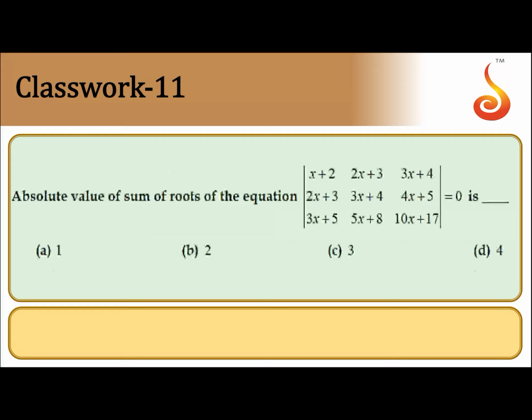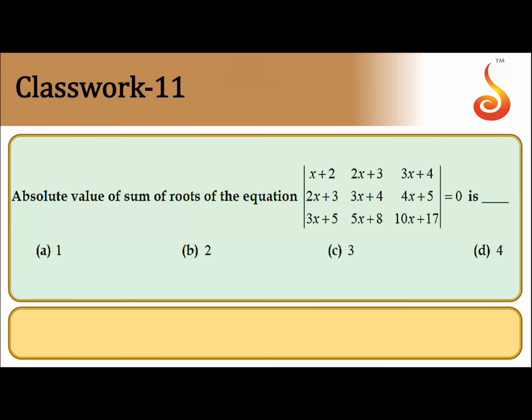Absolute value of the sum of the roots of this equation. We have to simplify this determinant by subtracting. Let me take R2 minus R1. Subtracting R1 elements from R2, you'll be getting the first row as it is. R2 you change like R2 minus R1.